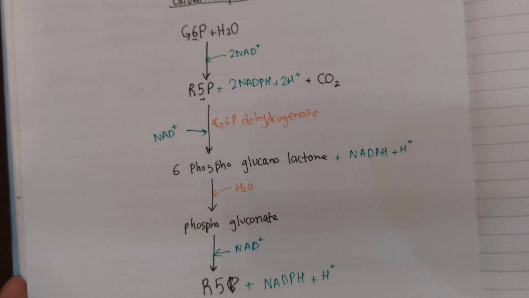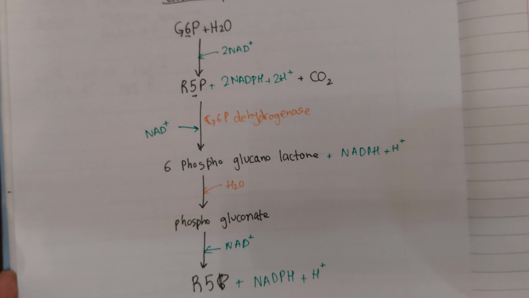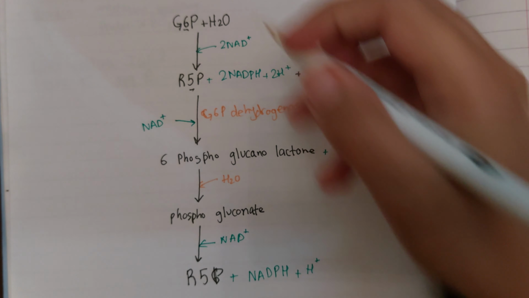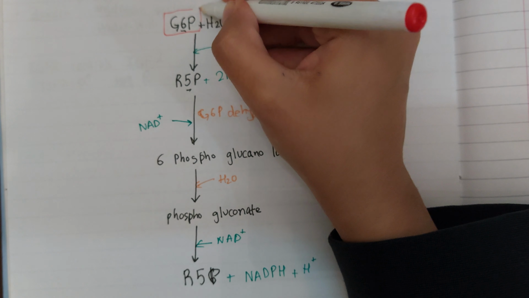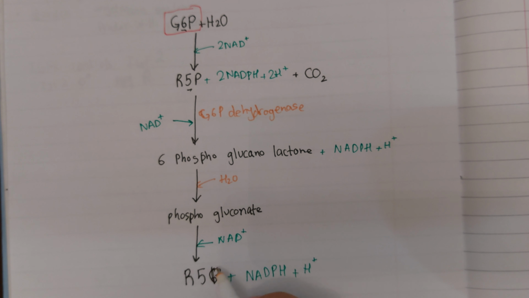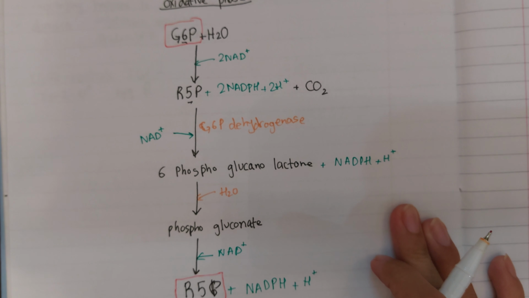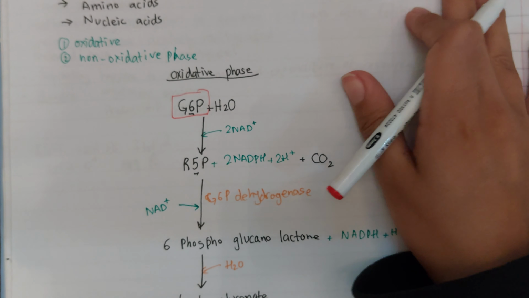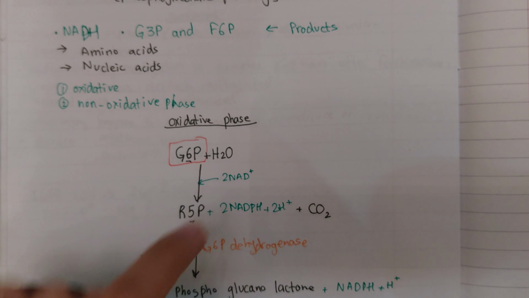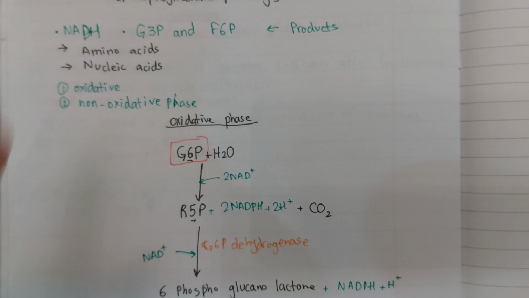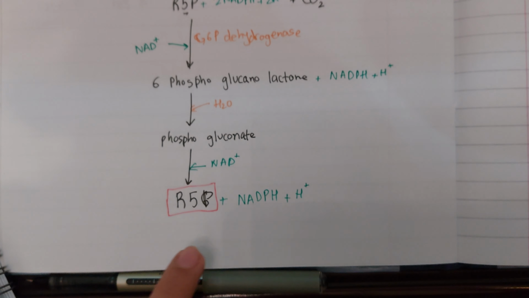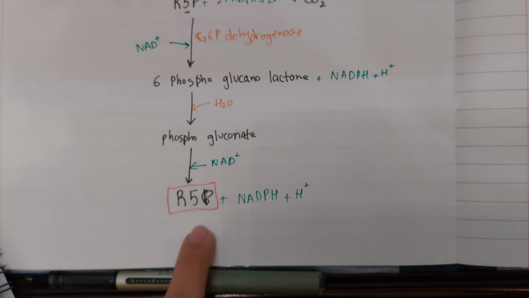So this is what we gathered from the oxidative phase. We started with glucose 6-phosphate, and we ended with ribulose 5-phosphate. This is the first step for the formation of glyceraldehyde 3-phosphate and fructose 6-phosphate. We'll need to produce these, and they will be produced in the next phase, which is the non-oxidative phase.